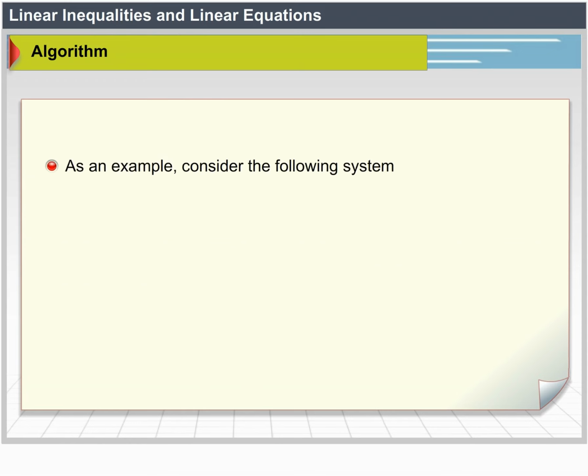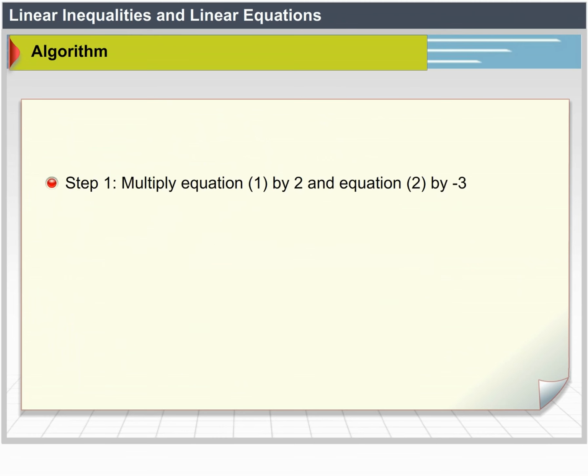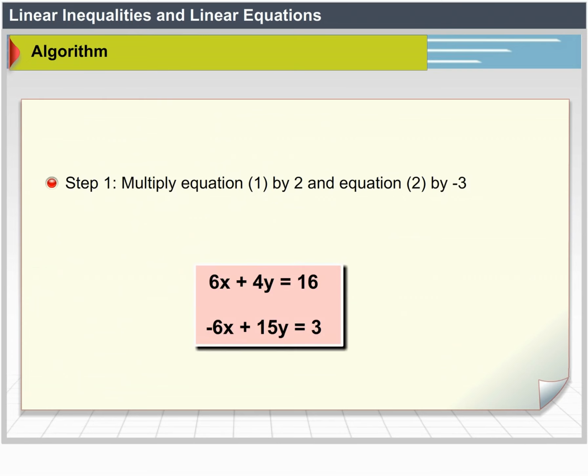As an example, consider the following system. 3x plus 2y equal to 8, which we call equation 1. 2x minus 5y equal to minus 1, which we call equation 2. Step 1. Multiply equation 1 by 2 and equation 2 by minus 3. 6x plus 4y equal to 16, and minus 6x plus 15y equal to 3.